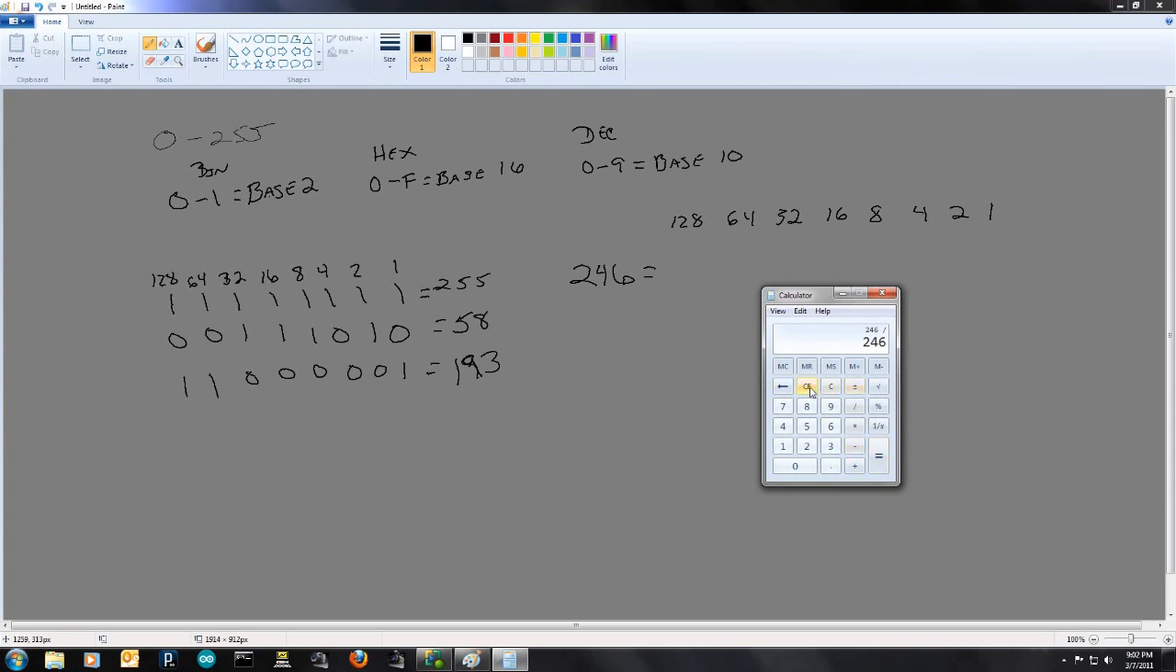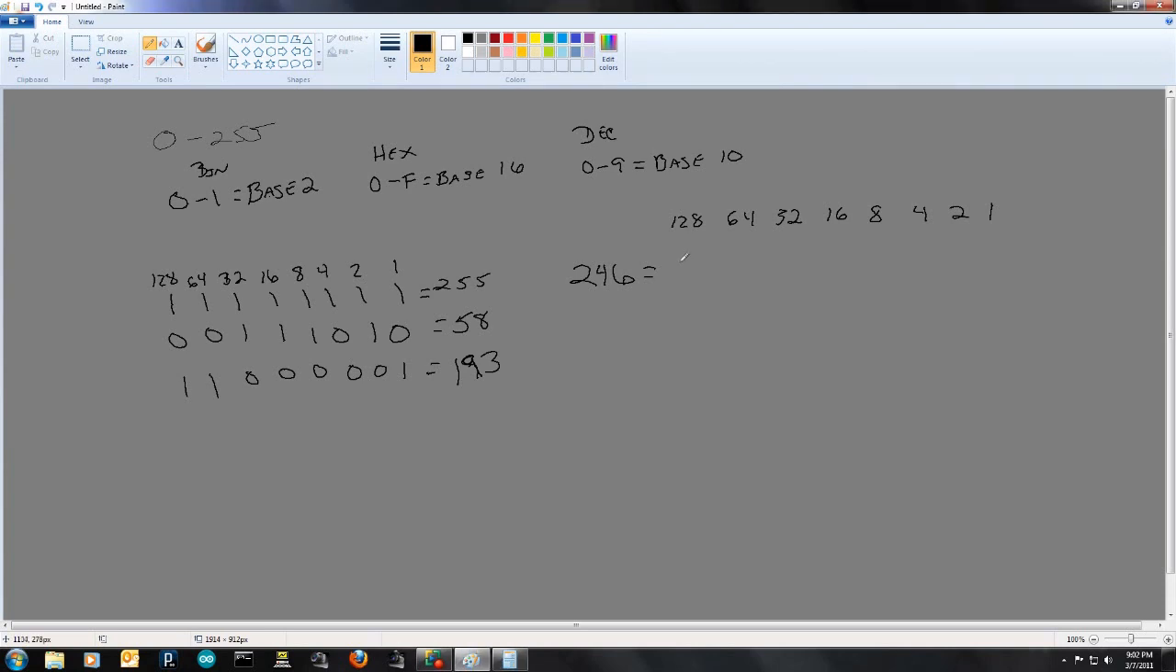Let's clear this. So start with 246. Can you subtract 128 from 246? Not is it divisible, sorry about that. Can you subtract without going less than 0? Yes, you can. 246 minus 128 equals 118. So yes, that's a 1.